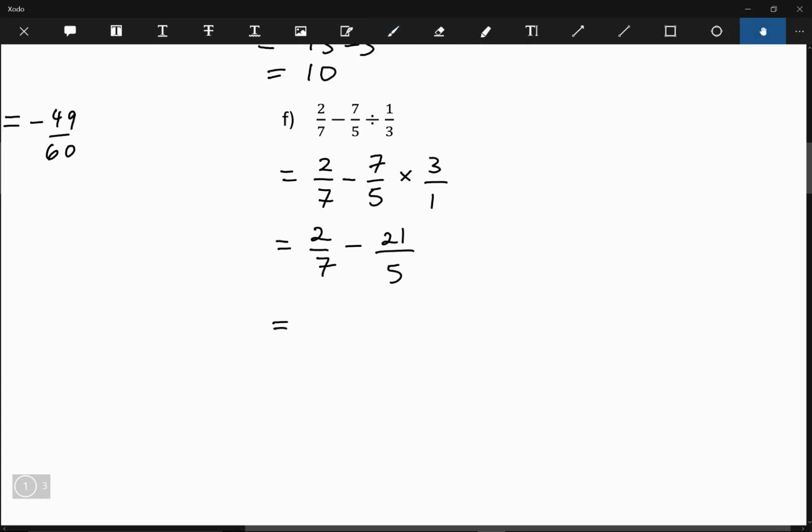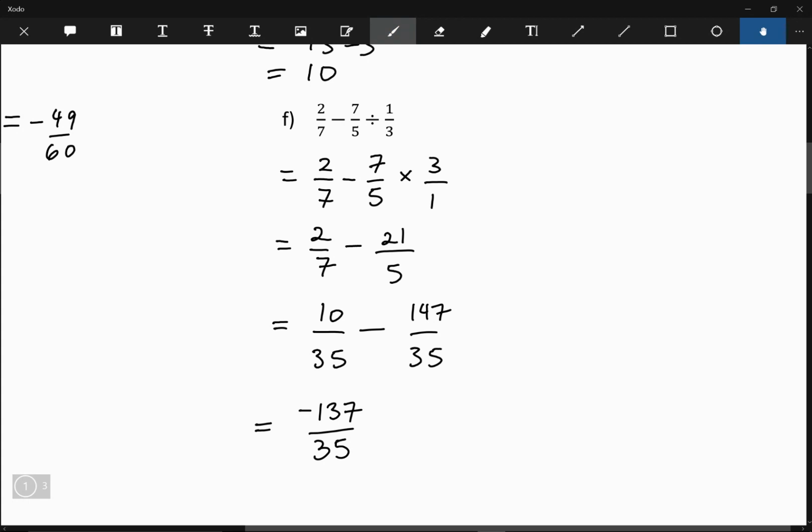Find a common denominator. 7 times 5 is 35. And 35. So multiply the 2 by 5 to get my new numerator. So 2 times 5 is 10. And multiply the 21 by 7 to get your new numerator, which is 147. Subtract. Okay. And then 10 minus 147 is negative 137 over 35.